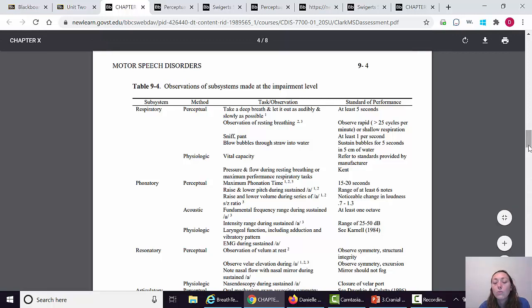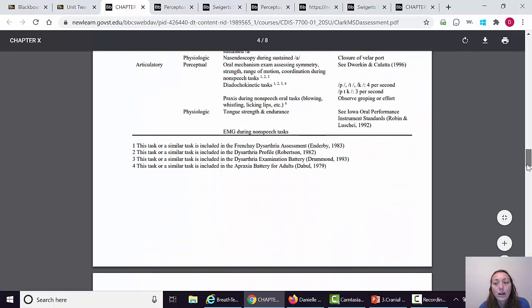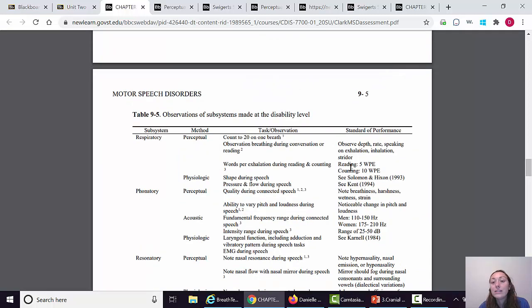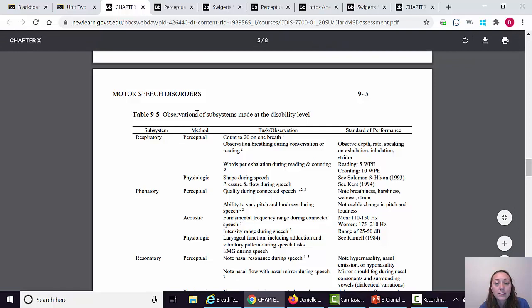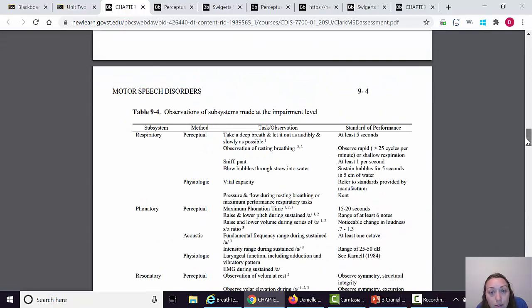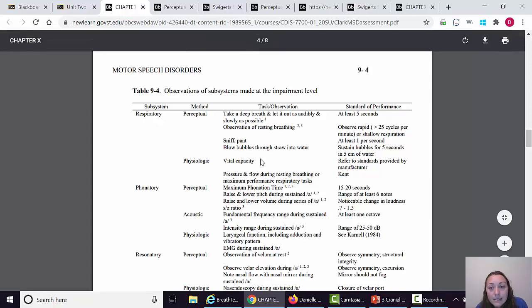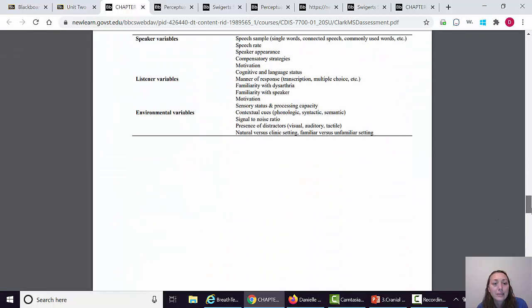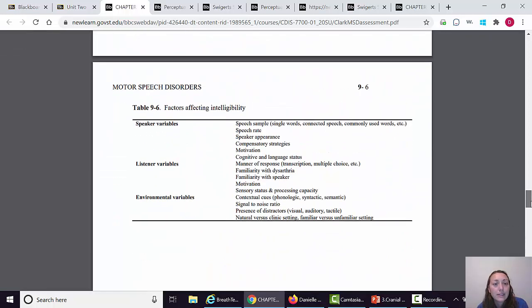Same thing with phonation, respiration, articulation as well. So this is just another resource for looking at, if we're thinking there's impairment, what the deficits could look like. This is impaired. So if you're using this resource, you can look and see, oh, this would be a concern for disability or in deficit areas. So again, here we go. Here's a task, here's the norms. Here's the task, here's the norms. So just another resource of looking at some of these deviant characteristics.